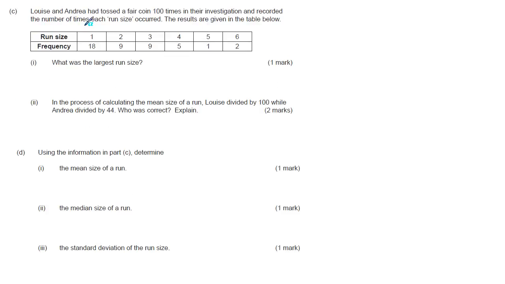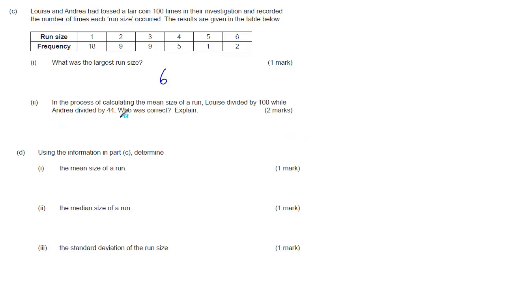Louise and Andrea had tossed a fair coin 100 times in their investigation and recorded the number of times the run size occurred. The results are given in the table below. What was the largest run size? The largest run size will be the largest value here that has a non-zero frequency, so that's going to be 6, and that occurred twice.